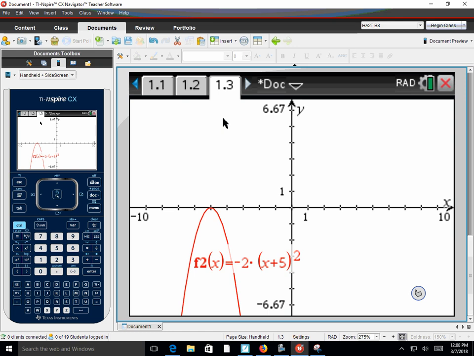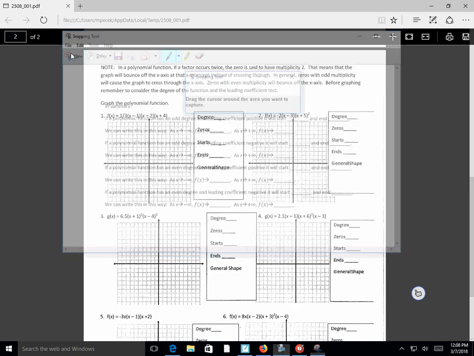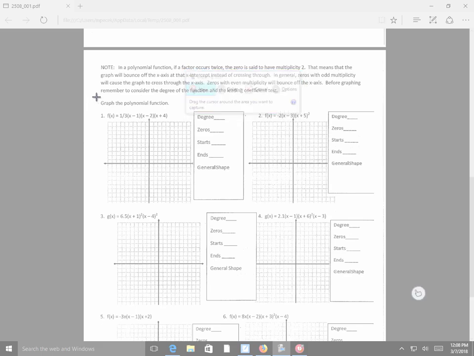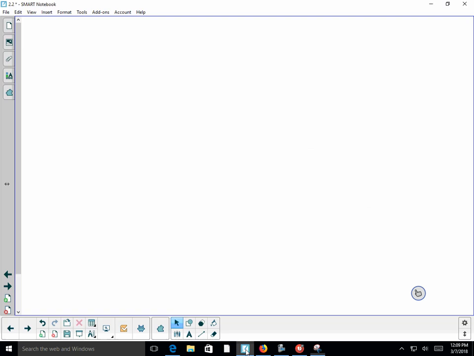It's getting you to recognize, is my graph going to cross through at a zero, or is it going to bounce off the x-axis? Does that make sense? So let's take a look at number 1, and let's talk about how to do that one. So we're going to do this one together.